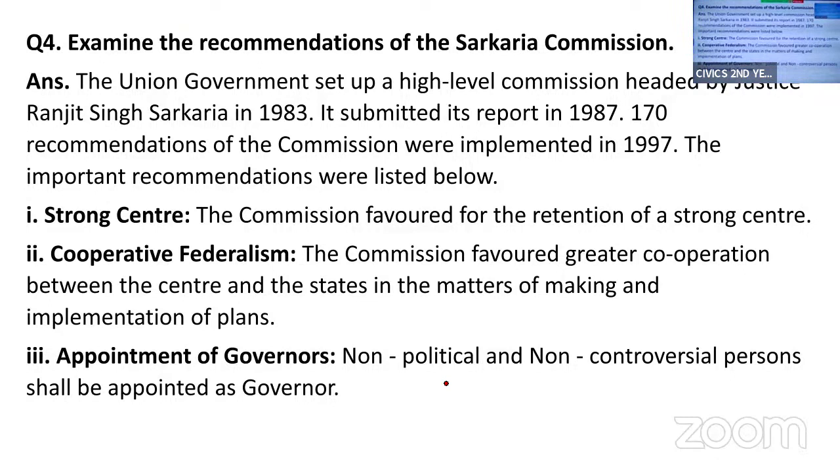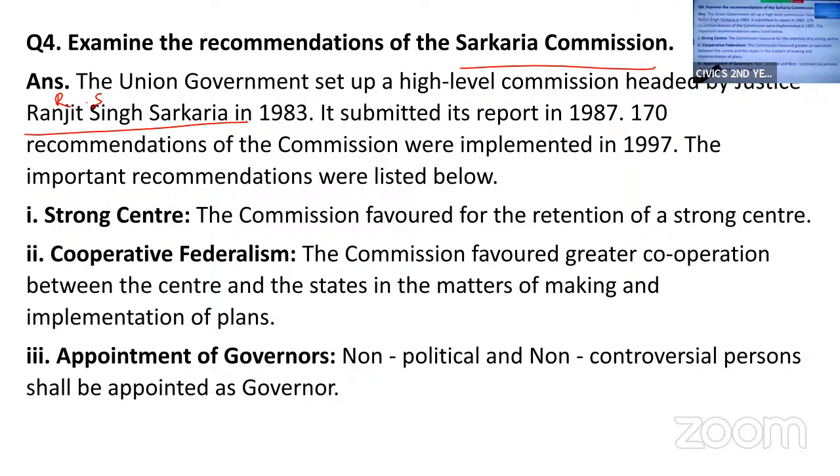You will get one question for sure from these three relations, and they are very easy. You need to understand them. Now let us move to the next topic, that is the Sarkaria Commission. The central government appointed a high-level commission to study the union-state relations. This commission was headed by Justice Ranjit Singh Sarkaria, R.S. Sarkaria.